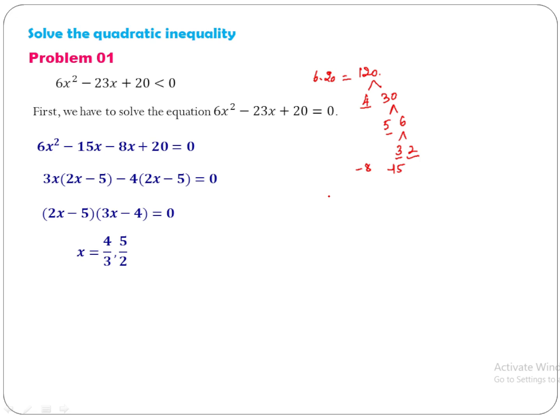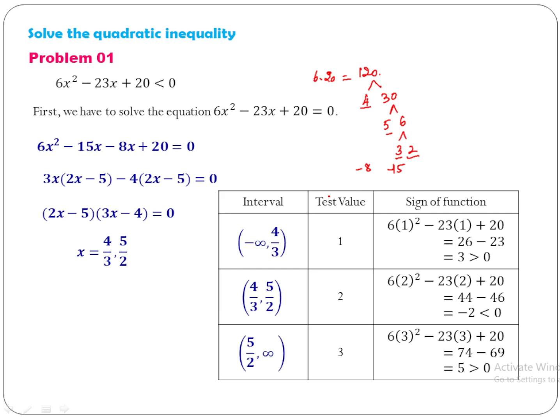Okay, let's do the table. The number line is divided into 3 intervals: negative infinity to 4 by 3, 4 by 3 to 5 by 2, and 5 by 2 to infinity. We take a test value from each interval and check whether the inequality is satisfied or not. For negative infinity to 4 by 3, we take the test value 1, and we get a positive answer, but here we need a negative answer.